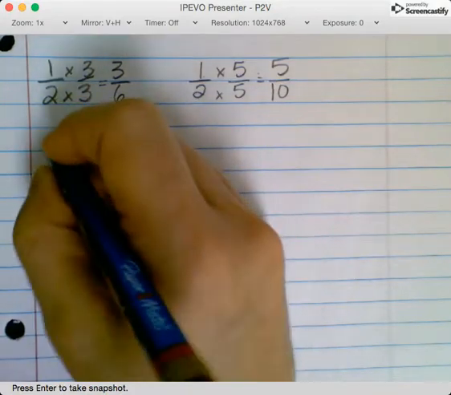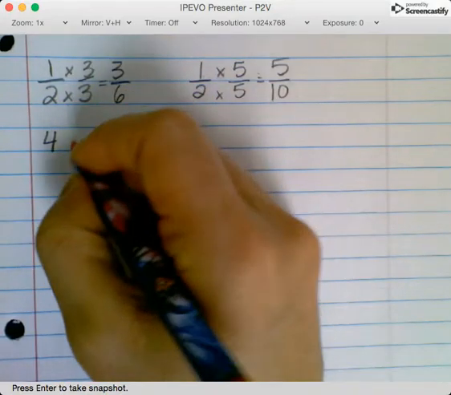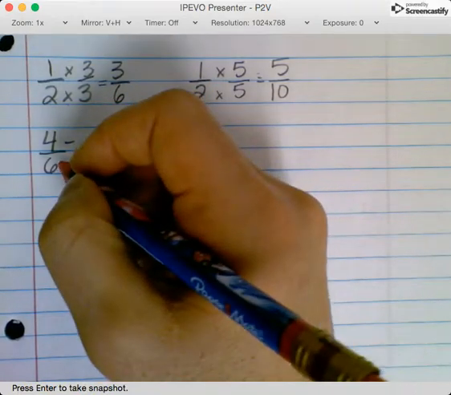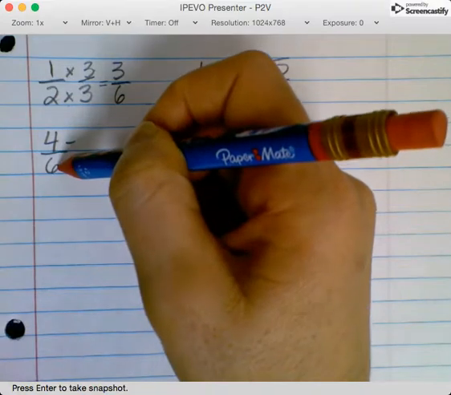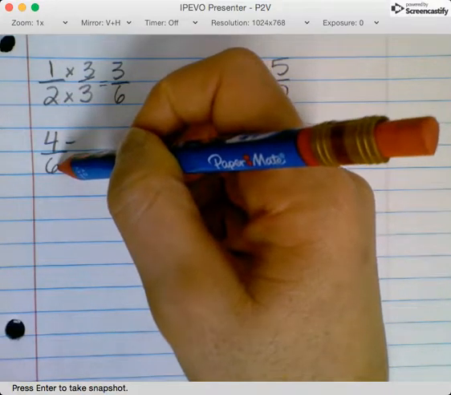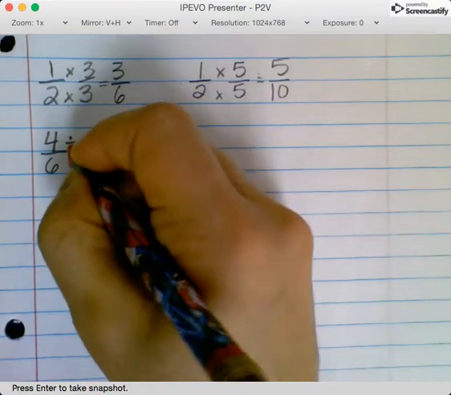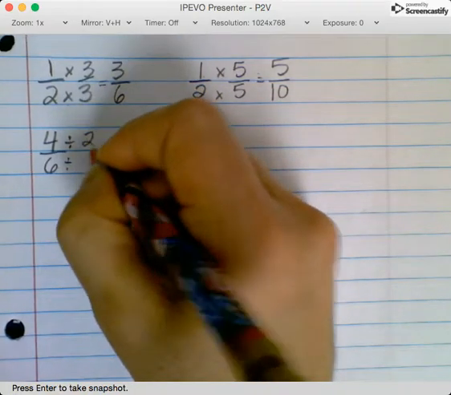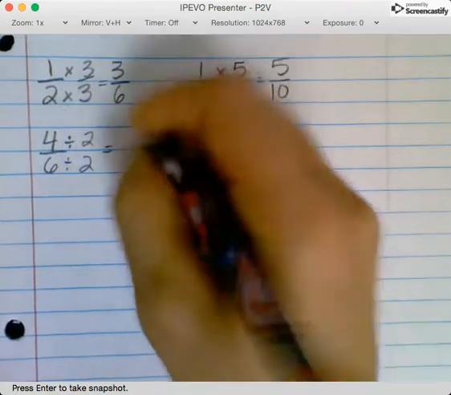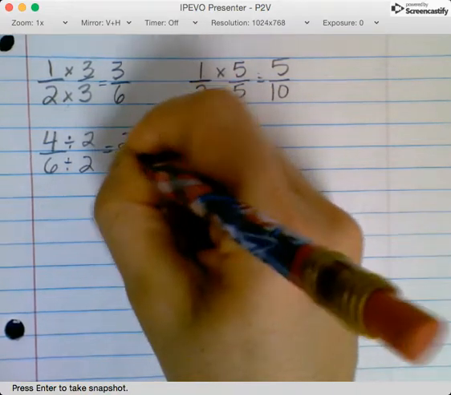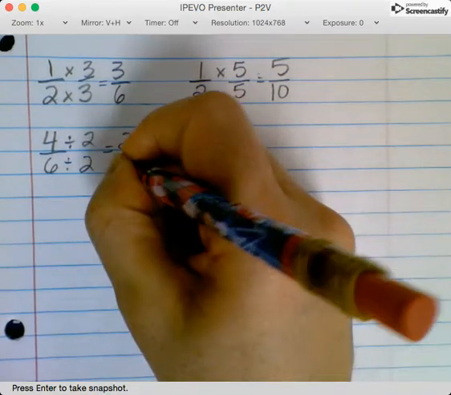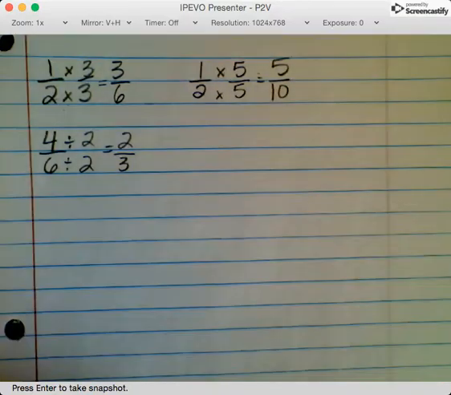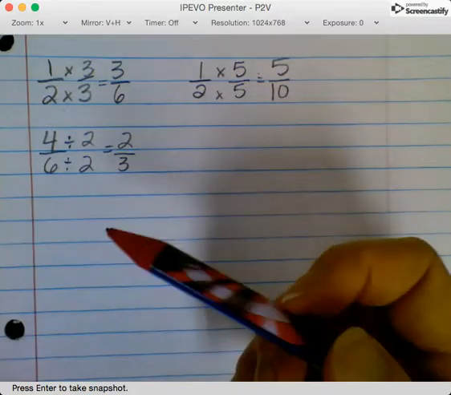Another example with division is if I had 4/6. If I look at both of those numbers, they are both evenly divisible by 2. So I would be able to divide 4 and 6 both by 2. 4 divided by 2 is 2. 6 divided by 2 is 3. So I would get 2/3, and that is actually simplest form or lowest terms.